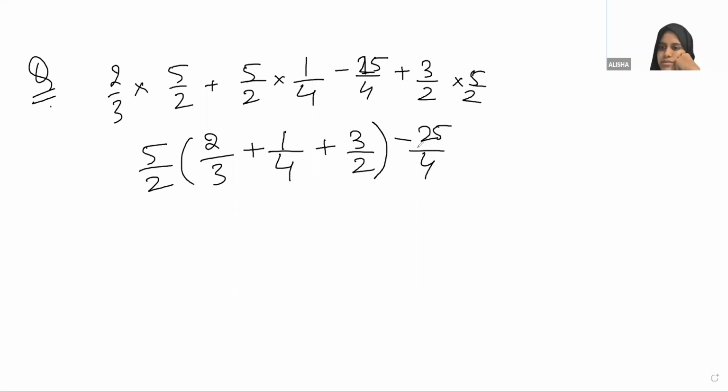Okay. Yeah. But it would be much better if you will first rearrange your equation. Take this 3 by 2 multiplied by 5 by 2 this side, and take this minus 25 by 4 this side. Okay. Yeah. Try another question.